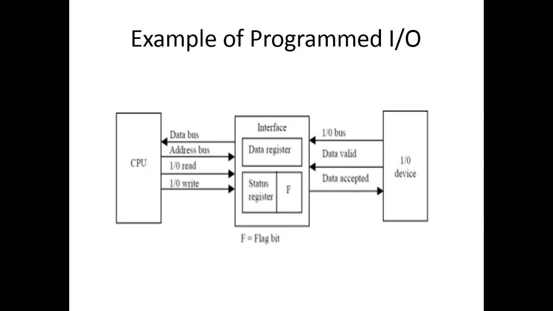So here the question is, when does the interface transfer the data to the CPU? When one of the bits of the status register, particularly the flag bit F, is set to 1, at that time the interface initiates the transfer of data to the CPU. If we consider the programmed I/O configuration, then the CPU is supposed to check the status of this flag bit F. If it finds that F is set to 1, at that time it initiates the transfer.